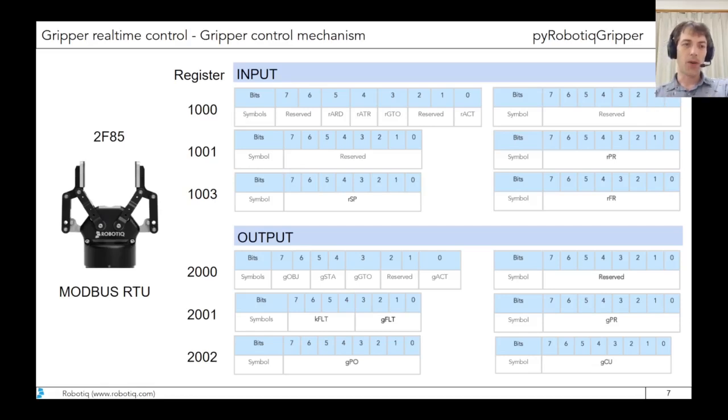The Robotiq gripper is controlled using the Modbus RTU protocol. In the gripper you have some registers, and by writing and reading those registers you can control the gripper and retrieve its status. When you do real-time control, you write in those registers at high frequency, and you will write things like position, speed, and force.